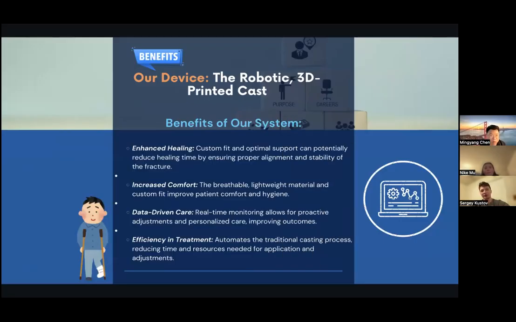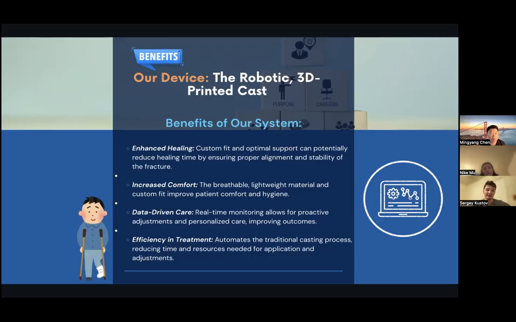I guess one more thing I'm going to punctuate are the benefits of the system itself. Essentially, it showcases that our product has enhanced healing. It's a custom fit. Optimal support can potentially reduce healing time and improve proper alignment of the fracture. Increased comfort, breathability, lightweight material, custom fit improve patients' comfort and hygiene. It's data-driven care, essentially. Those little trackers that we have embedded into the cast monitor and enable proactive adjustments and personalized care, improving the outcome of the patient.